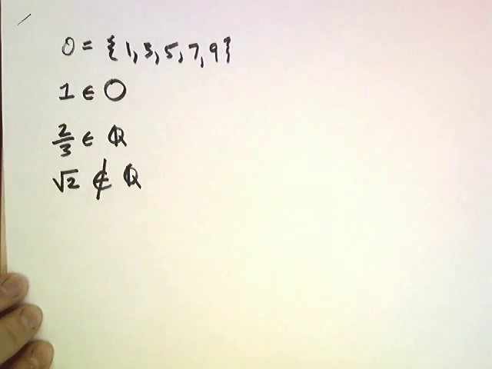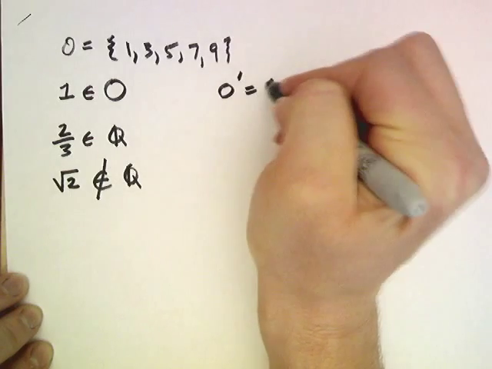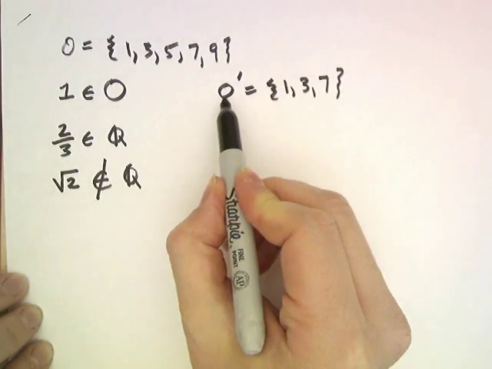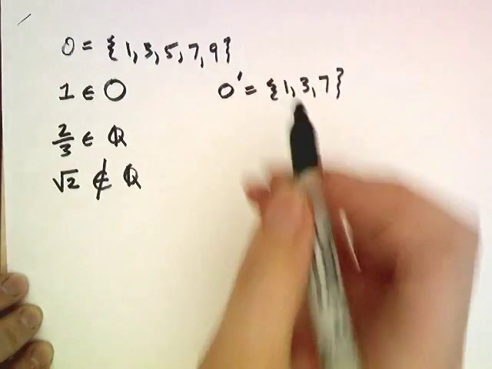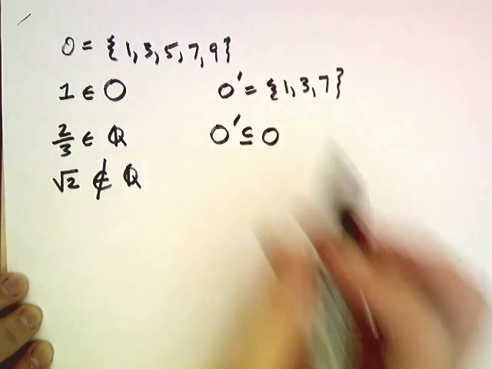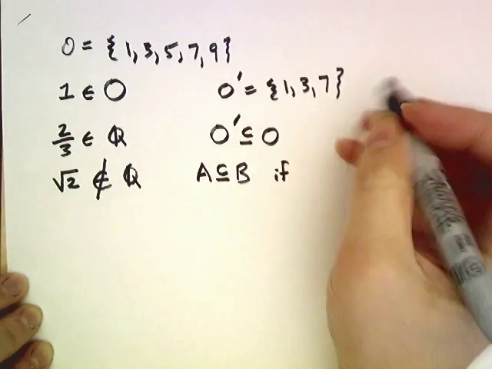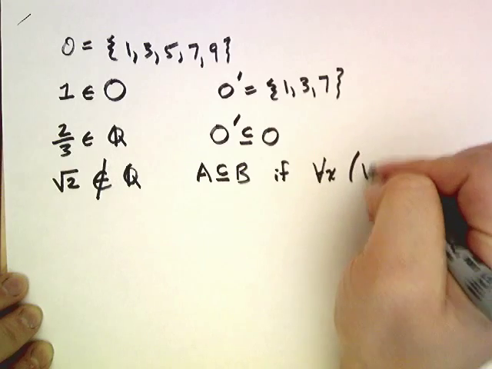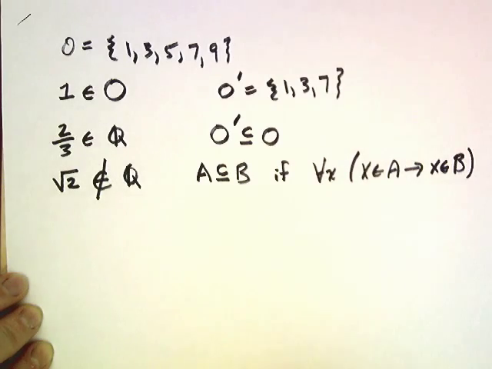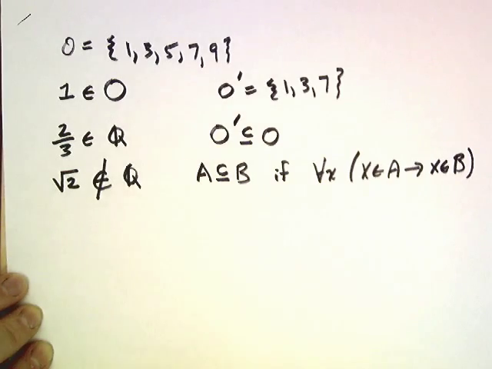Now let's say we have two sets. Let's say we define O prime to be {1, 3, 7}, and we want to indicate that every element of O prime is contained in O. We write it this way. We say O prime is a subset of O. More generally, we write that A is a subset of B if for every x, x in A implies x is in B. So A is a subset of B if and only if every element of A is also an element of B.